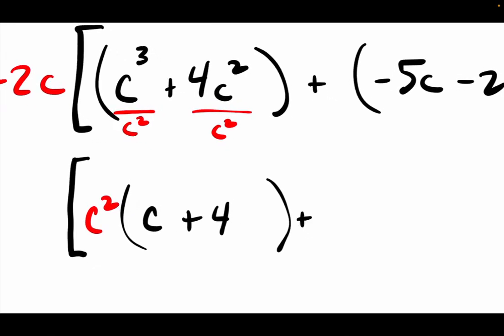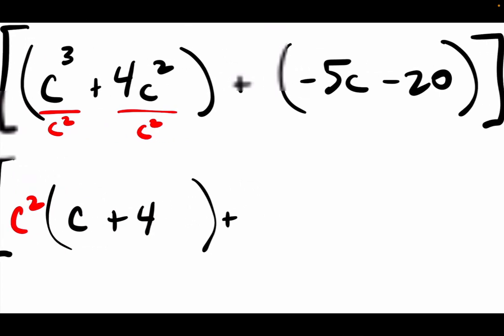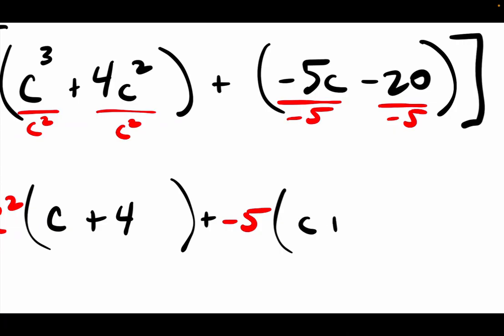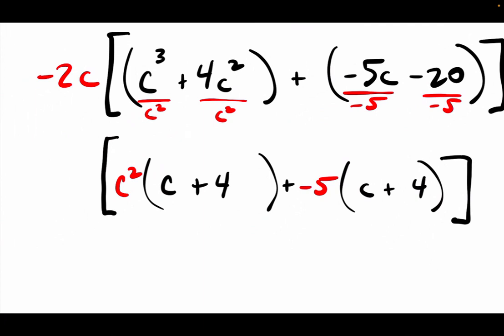Plus. Go to the second guy. What's the GCF? Now again, I want to make the second group look like C plus 4. That'll tell you what you need to divide by. So what am I going to need to divide these guys by to make C plus 4? Negative 5. C plus 4 brackets. And then I forgot to write my original GCF. That guy just comes along for the ride.